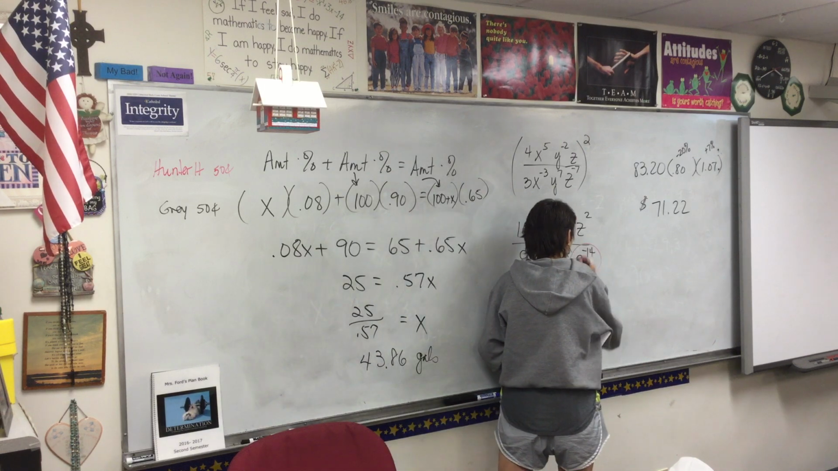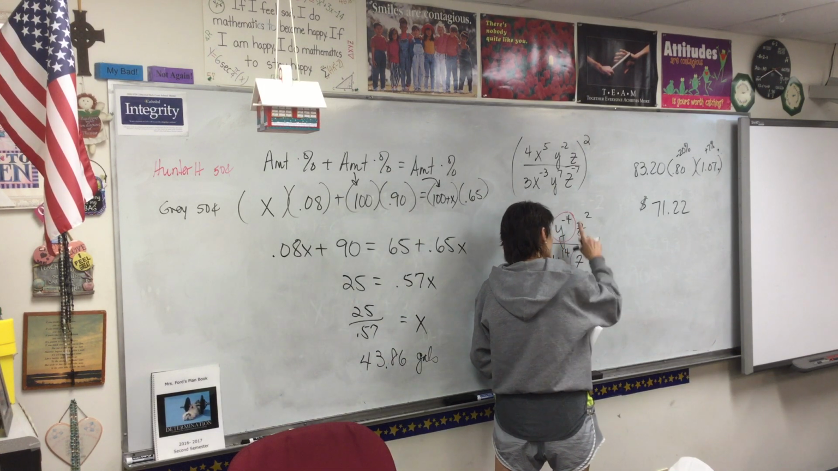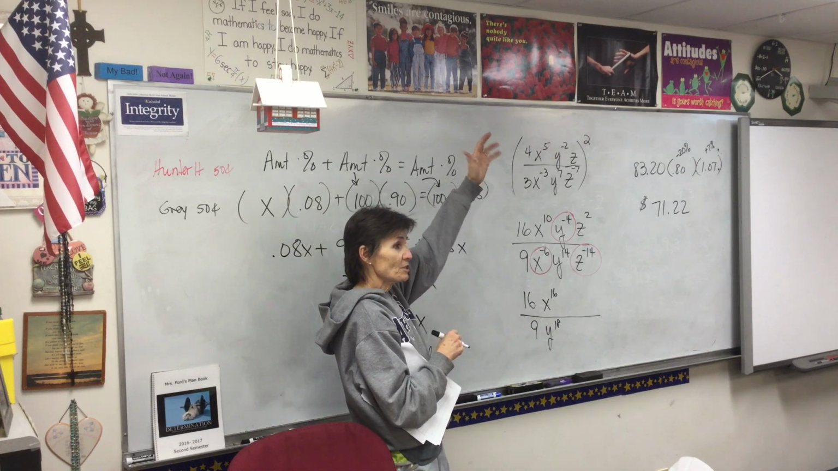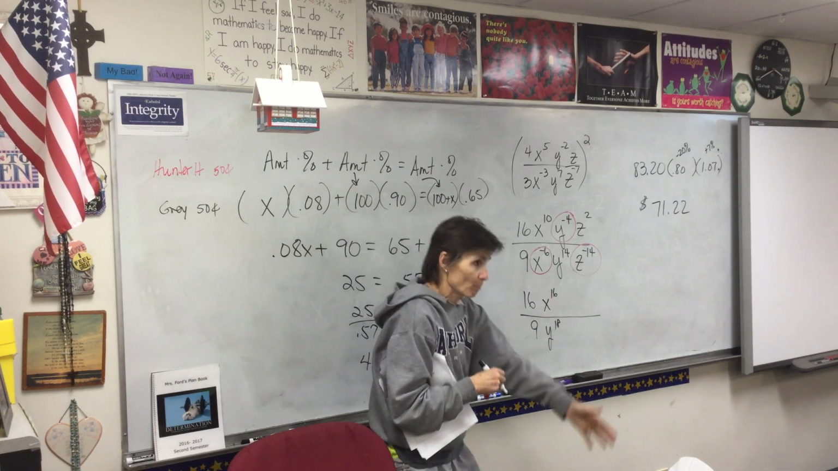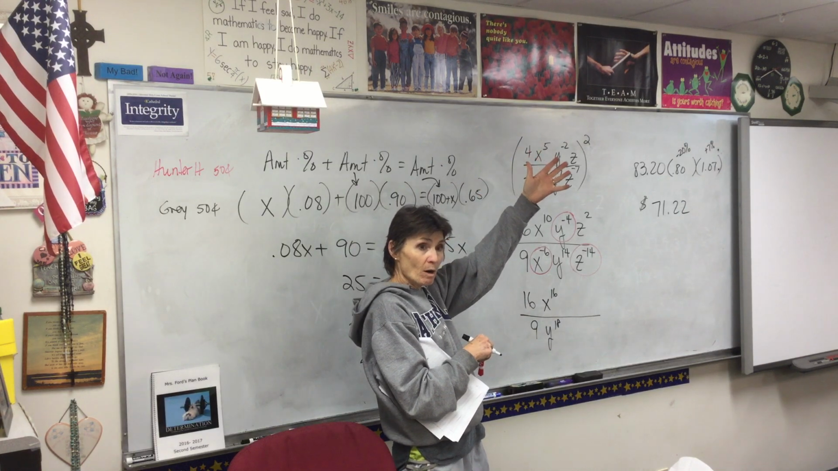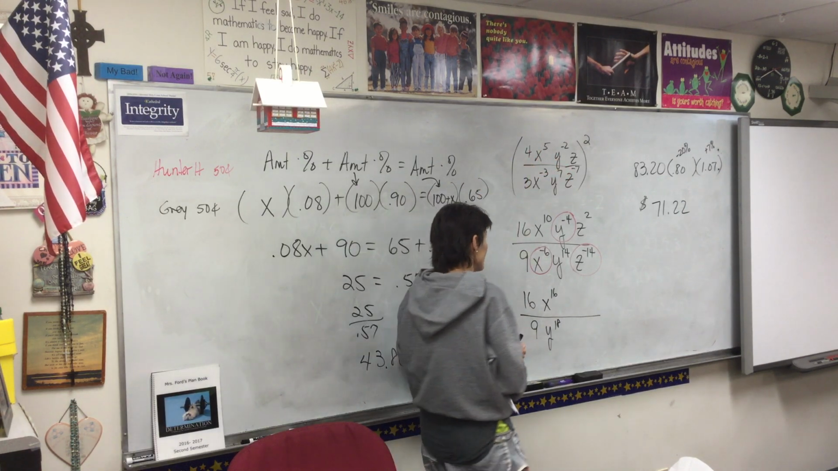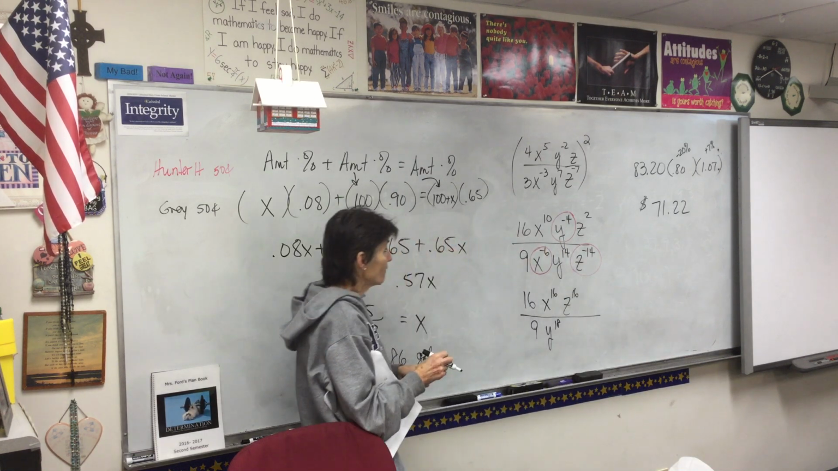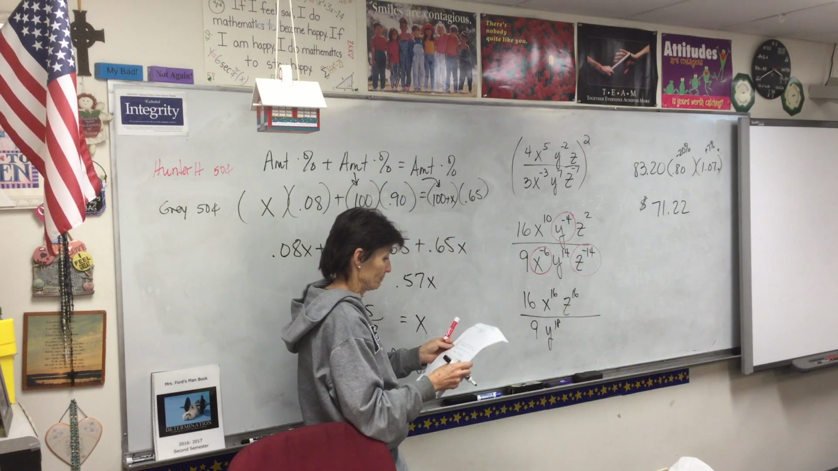And then see this guy right here? He has to go up. So there's already 2 Z's up here. You're bringing up 14 more. So now we're going to have Z to the 16. And there is our final answer.